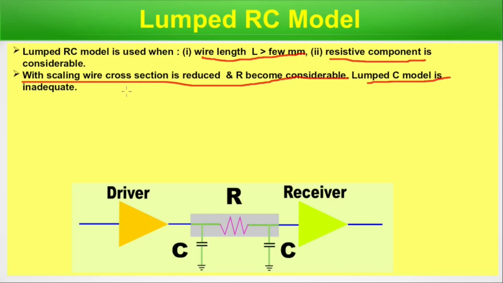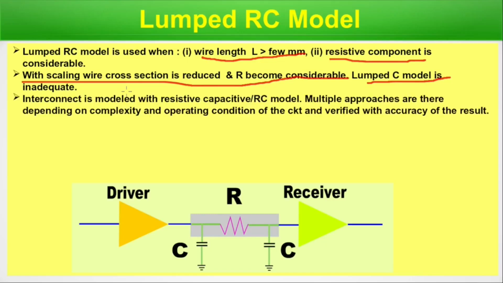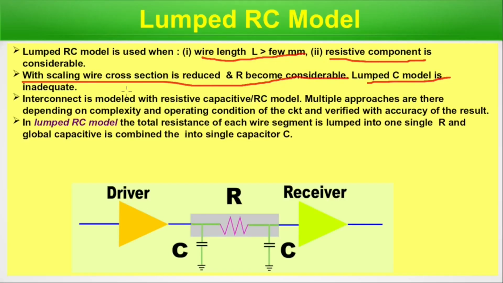Now the interconnect is modeled with a resistive, capacitive or RC model. Multiple approaches are there depending on the complexity and operating condition of the circuit, and verified with the accuracy of the result. For the lumped RC model, the total resistance of each wire segment is lumped into one single R and the global capacitance is combined into a single capacitor C, between driver and receiver. This is the model.